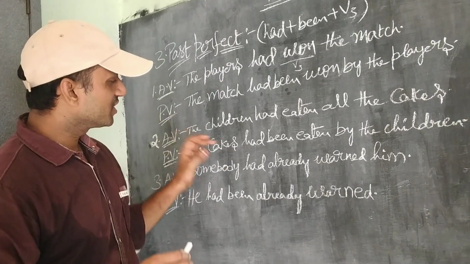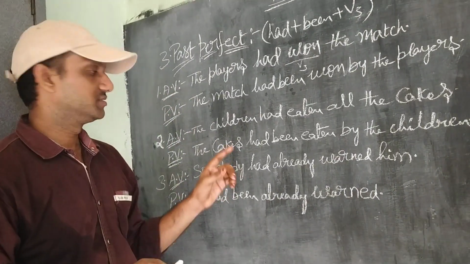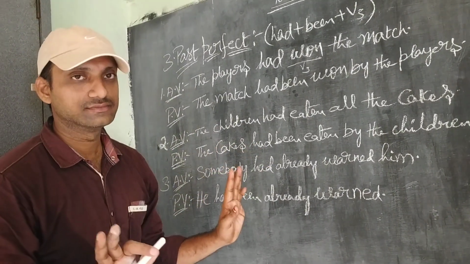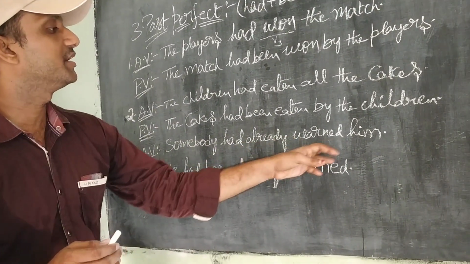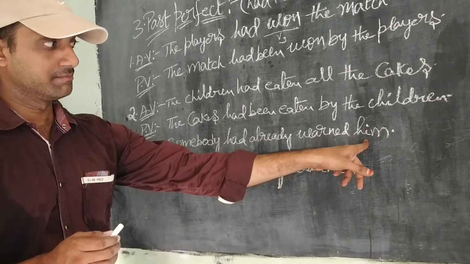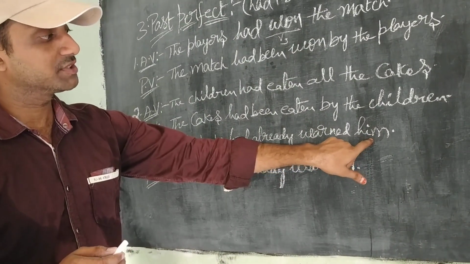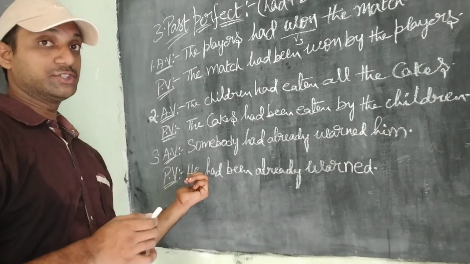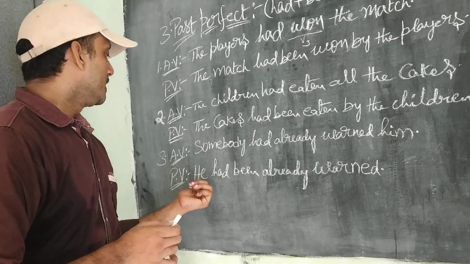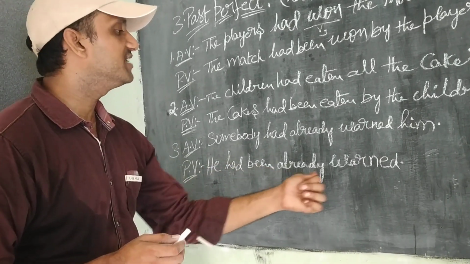Here, if it is singular or plural, we don't bother. One and only helping verb, had. That is the advantage. Okay. Someone had already warned him. Him. By seeing him, you have to observe carefully. Him changes to he after coming to doer's position. Okay. He had been already warned.